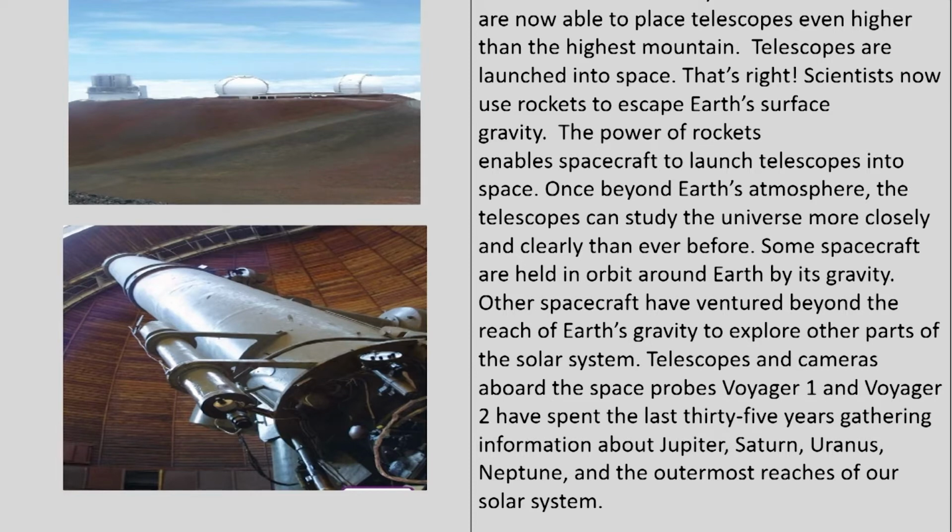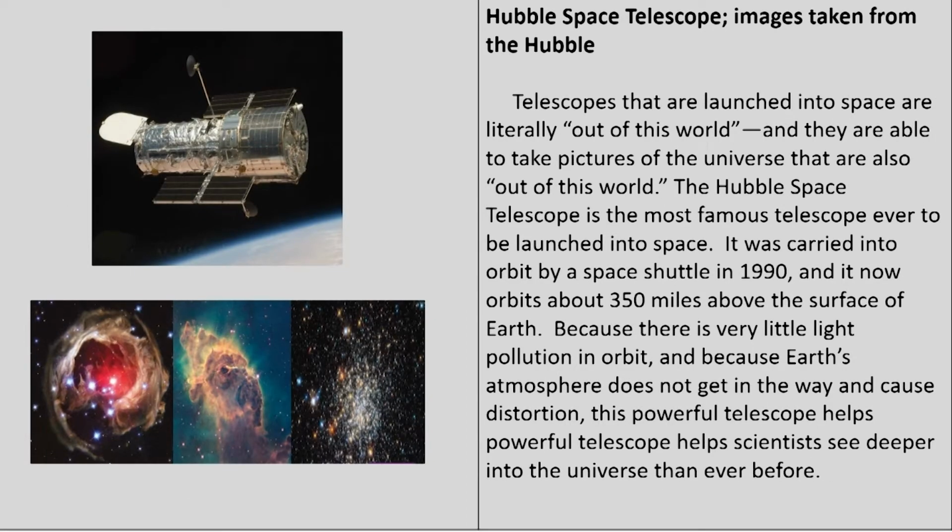Some spacecraft are held in orbit around Earth by its gravity. Other spacecraft have ventured beyond the reach of Earth's gravity to explore other parts of the solar system. Telescopes and cameras aboard the space probes Voyager 1 and Voyager 2 have spent the last 35 years gathering information about Jupiter, Saturn, Uranus, Neptune, and the outermost reaches of our solar system. Telescopes that are launched into space are literally out of this world, and they are able to take pictures of the universe that are also out of this world.